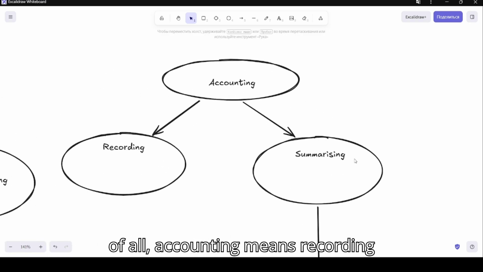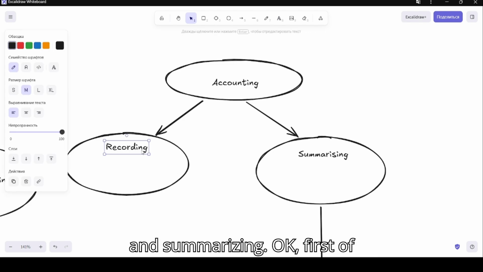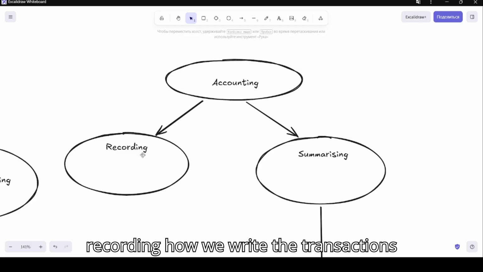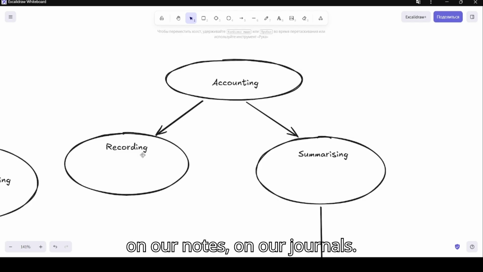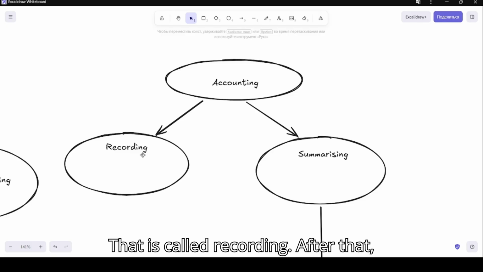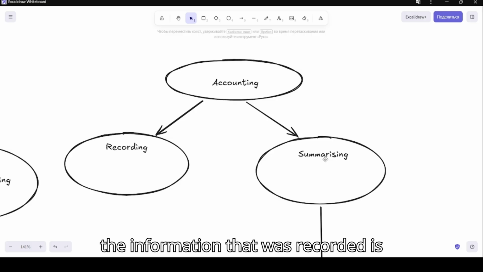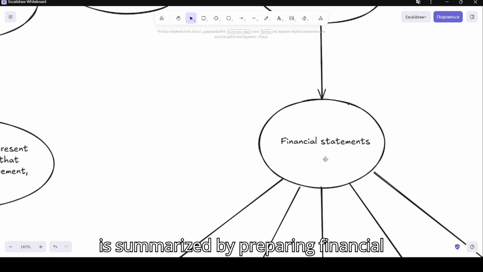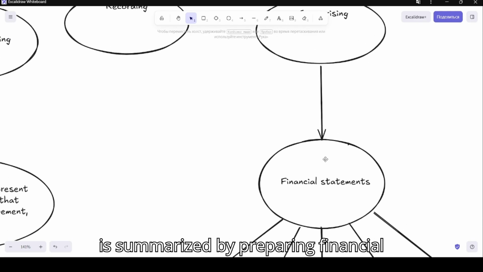First of all, accounting means recording and summarizing. What is recording? Recording means we write the transactions in our notes, in our journals. That is called recording. After that, the information that was recorded is summarized. How is it summarized? It is summarized by preparing financial statements.